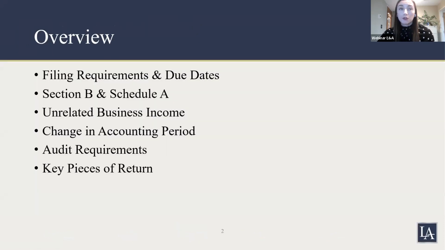To give a brief overview of what our discussion will consist of, we'll chat about filing requirements, due dates, extensions, Schedule B and Schedule A, unrelated business income, change in accounting period, audit requirements, and key pieces of the tax return. So now I'll kick it over to Jack to get things started.